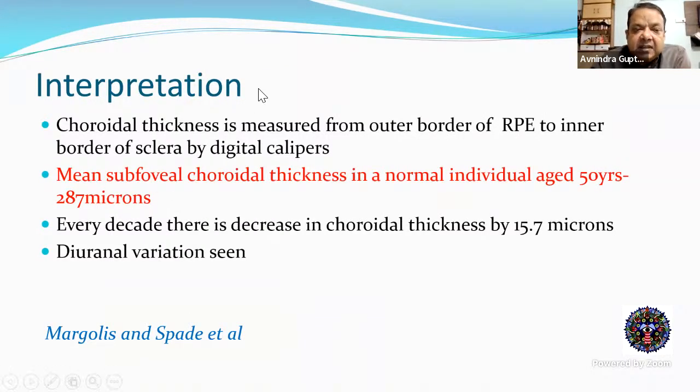To interpret what is thin and what is thick, first you should know what is normal. Choroidal thickness is measured from the outer border of the retinal pigment epithelium to the inner border of the sclera by digital calipers. The mean subfoveal choroidal thickness in a normal individual aged 50 years is around 287 microns, that is about 300 microns. Every decade, there is a decrease of choroidal thickness by 15.7 microns, and many times you can see a diurnal variation.